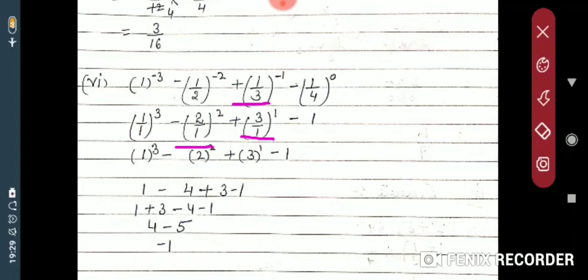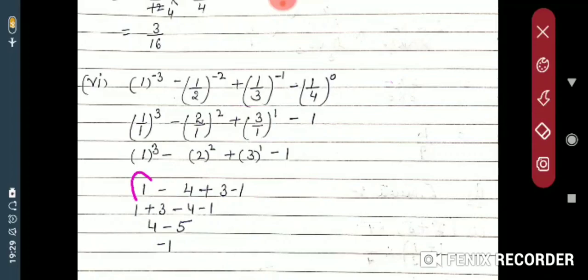Then if any power is 0, what will come? 1. And these signs will remain as they are. So the cube of 1 will be 1. 2 square, 4. Then plus 3 to the power 1, 3. Then minus 1. Now just see, positive, positive, negative, negative. So we'll take positive numbers on one side and negative numbers on one side. Then 1 plus 3, 4, and minus 4 and minus 1, minus 5.